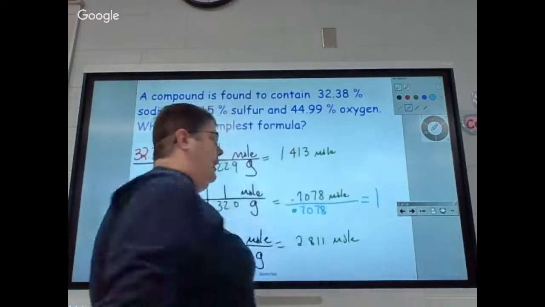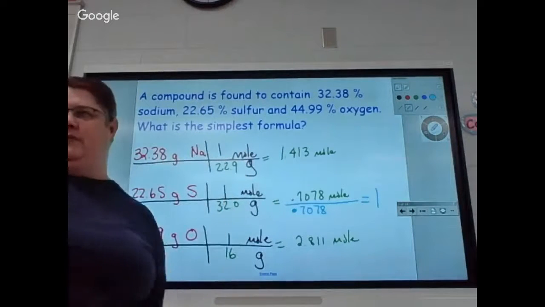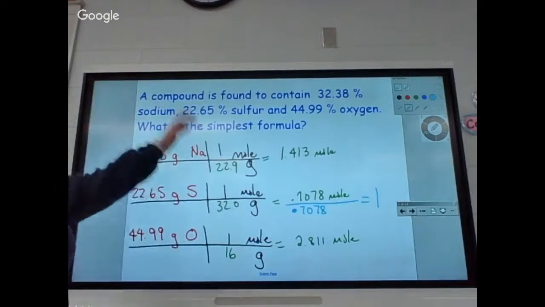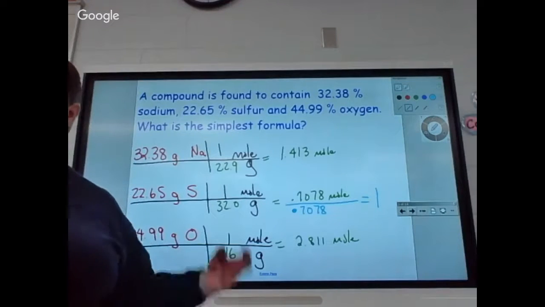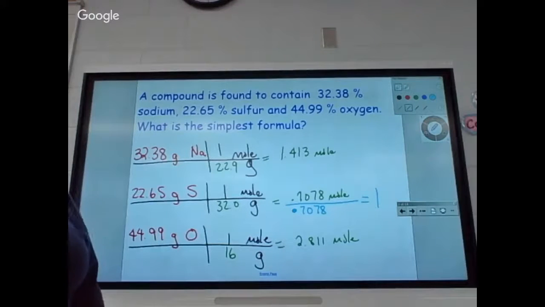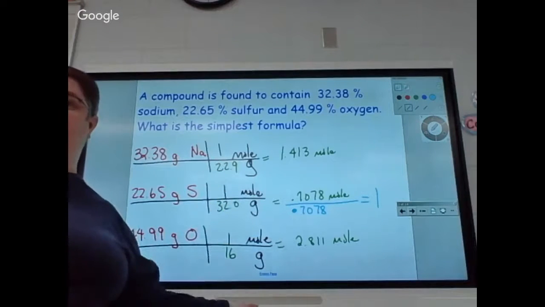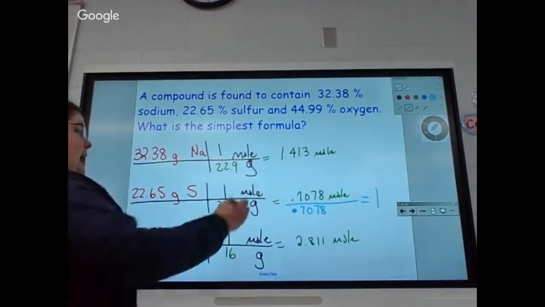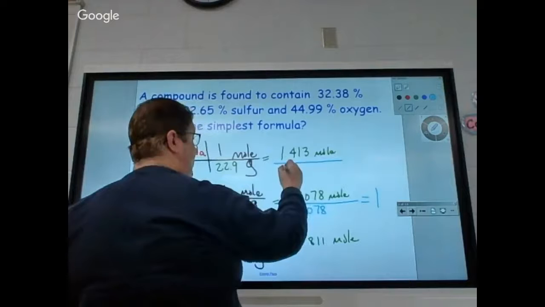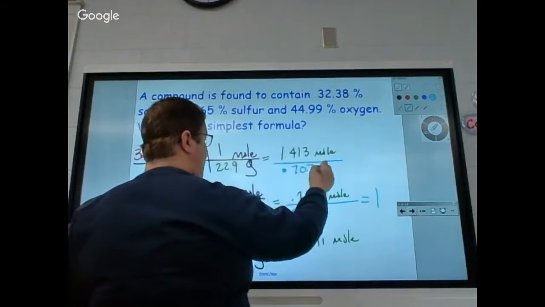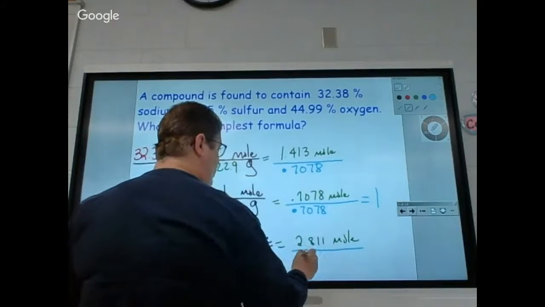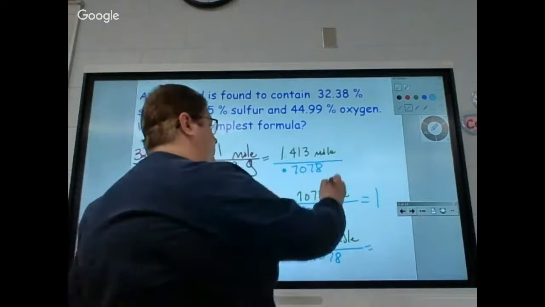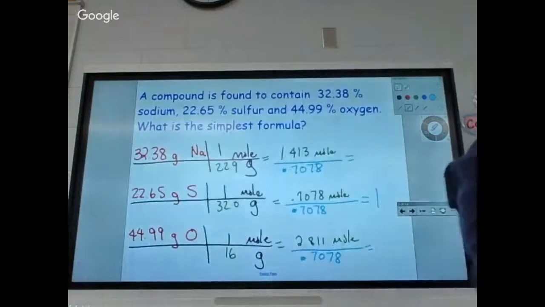1. Now, we divided the smallest number by itself. That's the first part of step 3. Now we have to divide all the other numbers by what? That smallest number. Because just like in math class, if you divide the left side by 3, you've got to divide the right side by 3, right? So we got to divide here by that same number, 0.7078, and divide here by 0.7078. And we got to see what we get. Okay?